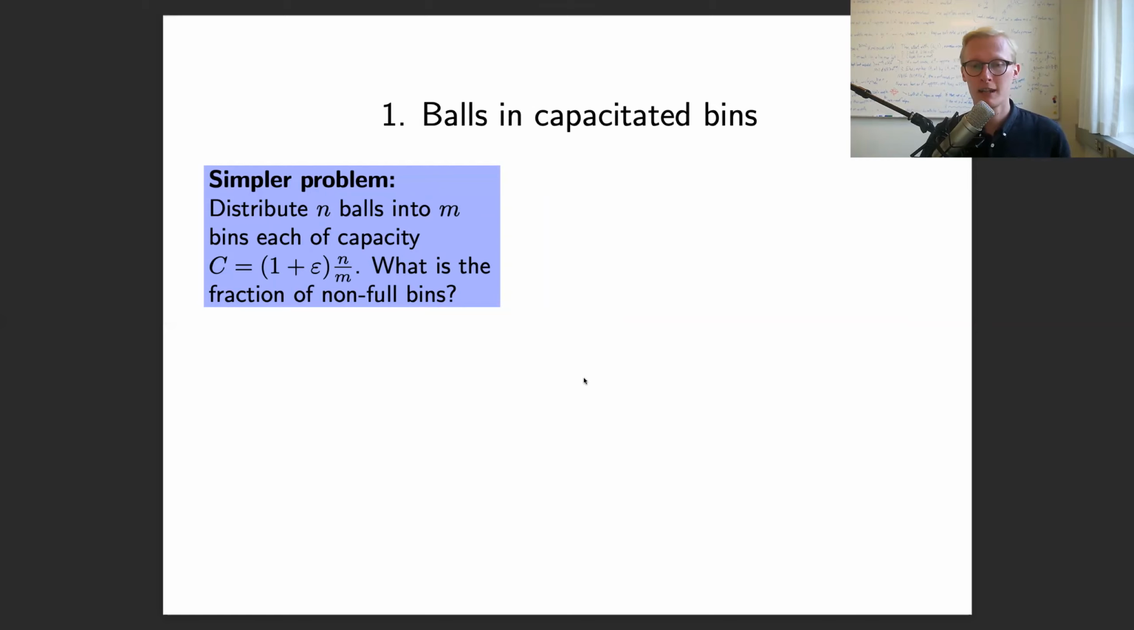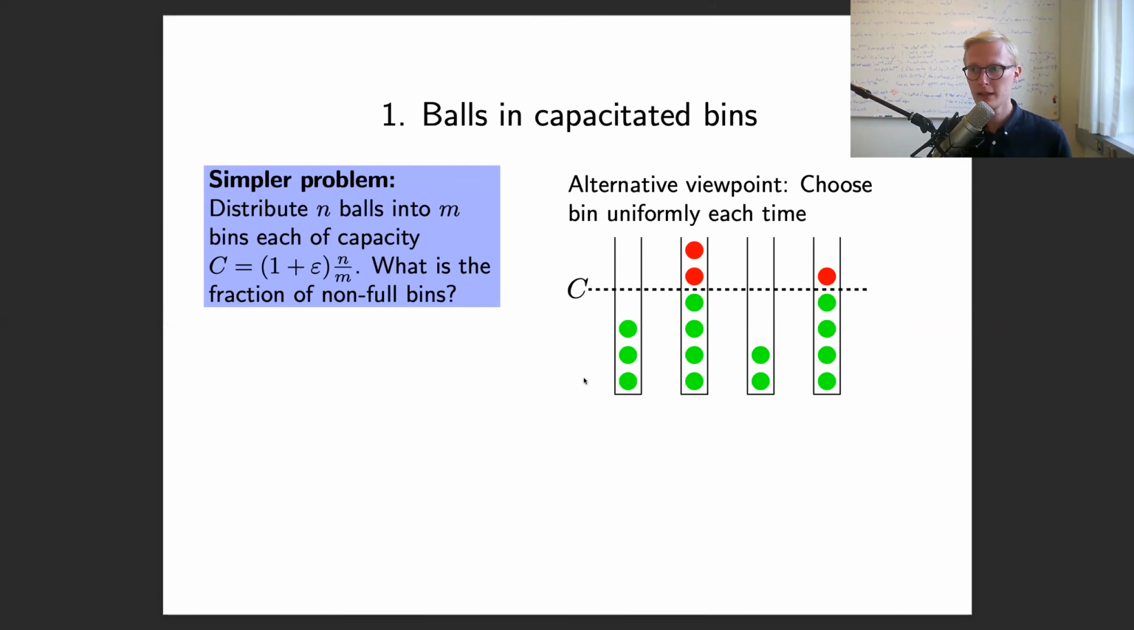And let me start out by talking about this simpler problem where we keep picking a uniformly random non-full bin for each ball. And we ask, what is the fraction of non-full bins? And the way we analyze it is by taking an alternative viewpoint. So instead of choosing a uniformly random non-full bin each time, we just choose a uniformly random bin, meaning that some of the bins may end up getting overfull. And what we do is that we just don't count these red balls. So we stop as soon as the number of green balls in the system is n.